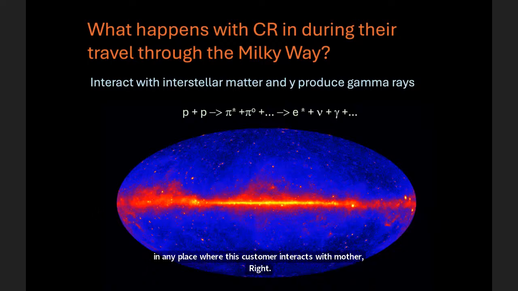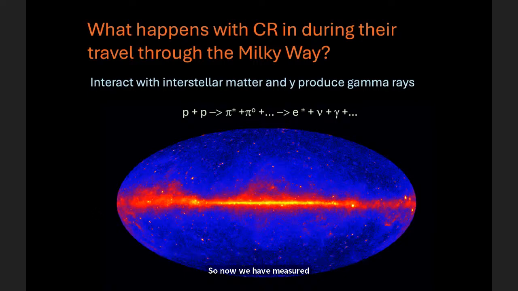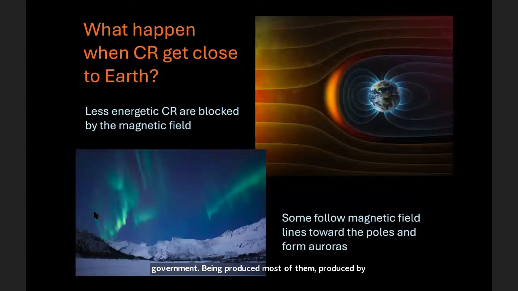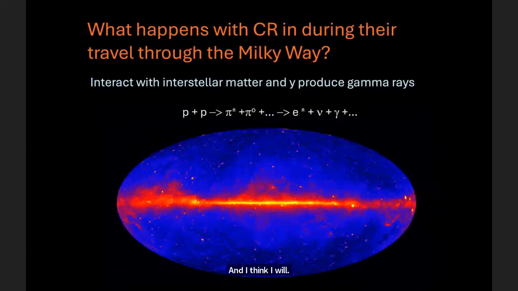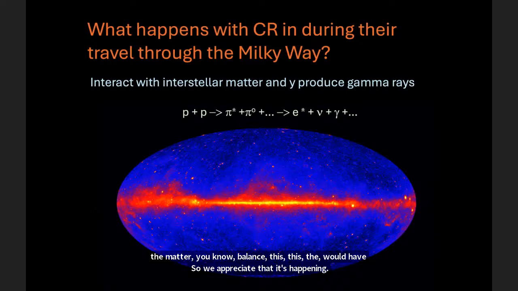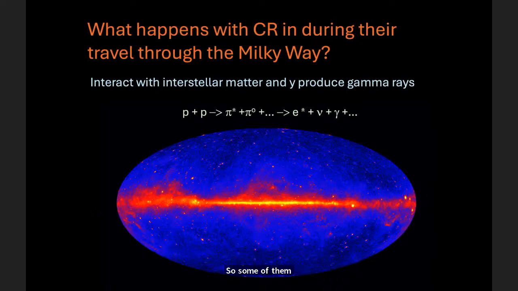So now we have measured the galaxy glowing, right? You see all this red is gamma rays being produced, most of them produced by cosmic rays interacting with the matter there. So if I could have a map of how the matter in our galaxy is distributed, we have this shape. We appreciate that it's happening because some of them interact, but some with more energy will get to Earth. And some may be produced in the galaxy.